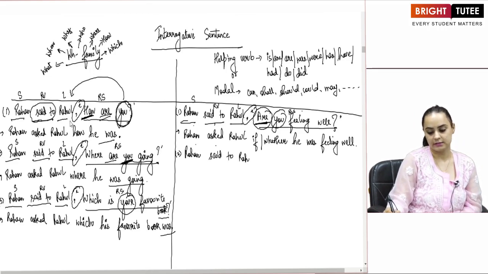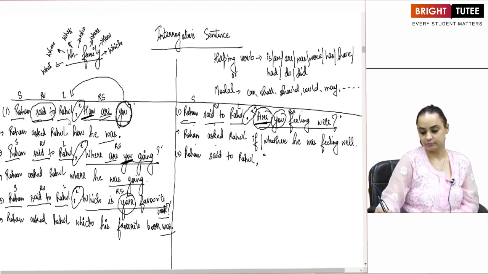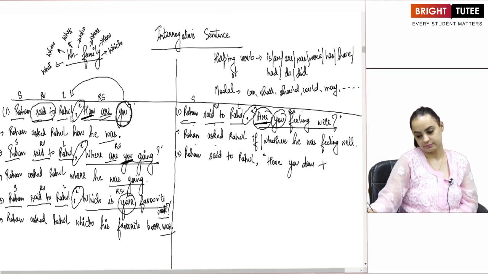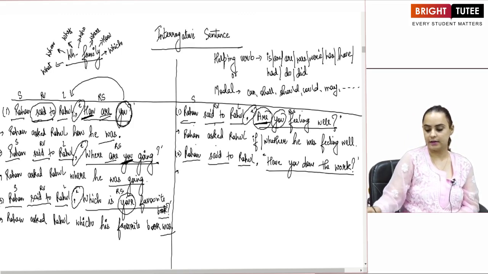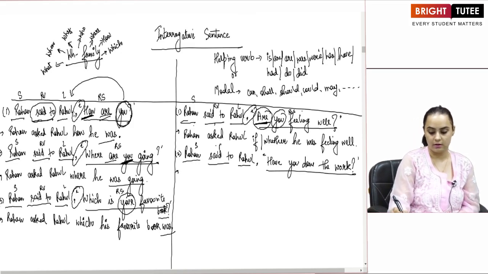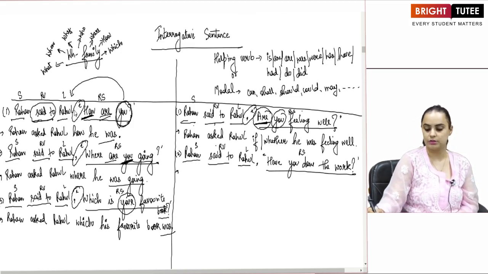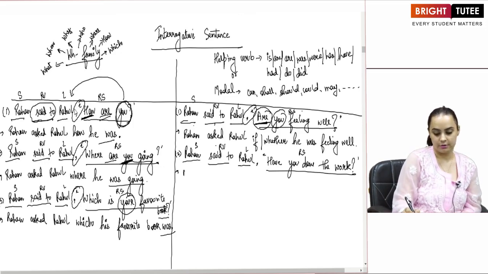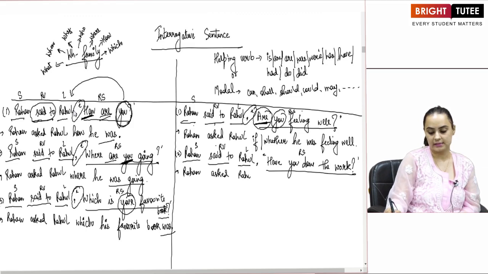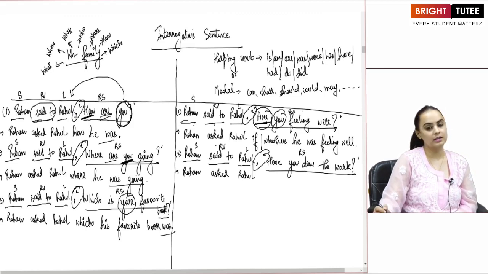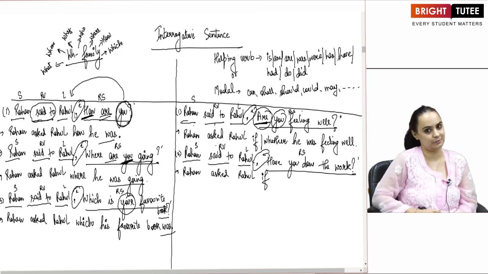Rohan said to Rahul, "Have you done the work?" And the first thing is divide. So speaker, reporting verb, listener, reporting speech. Speaker remains as it is, so Rohan remains Rohan. Said to changes to asked. Listener remains as it is. We remove the commas and we use if in place of it.